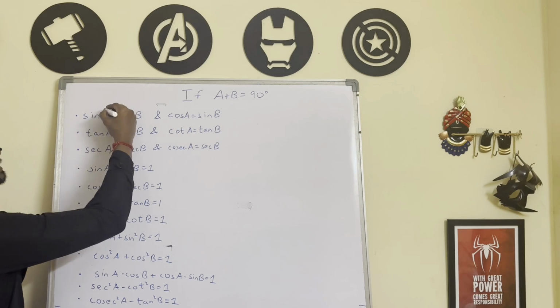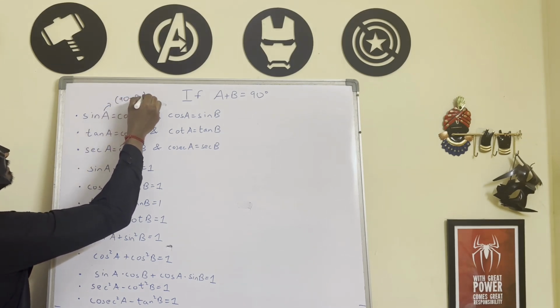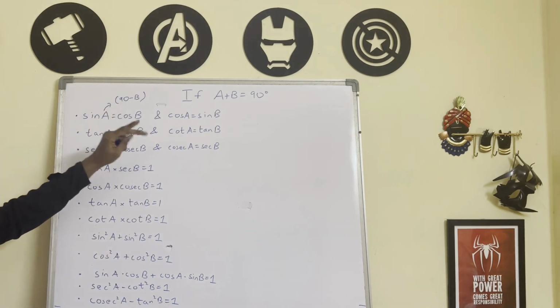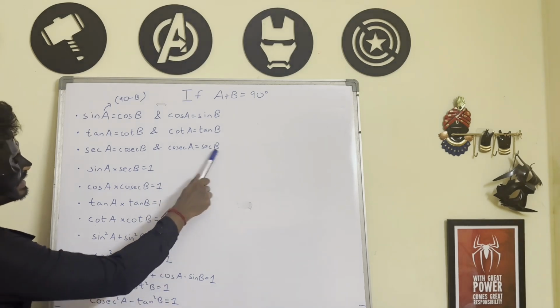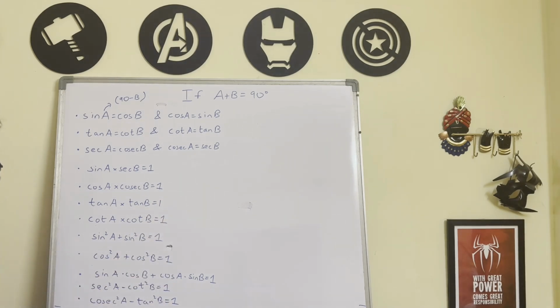Because here A you can write it as 90 minus B. So sin(90 minus B) will be nothing but cos B. Similarly, secant A will be equal to cosecant B, cosecant A will be equal to secant B, sin A into secant B will be equal to 1.